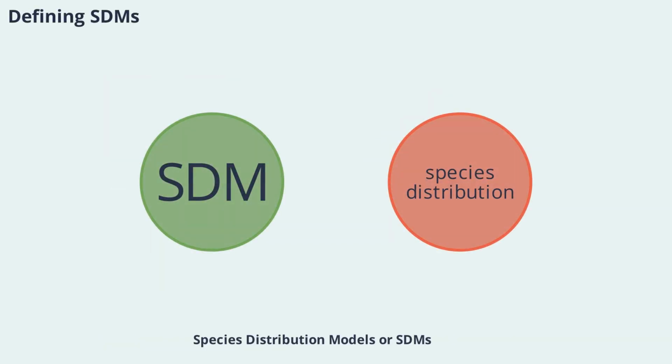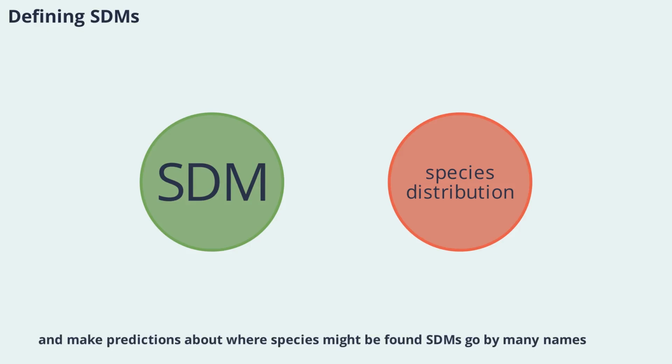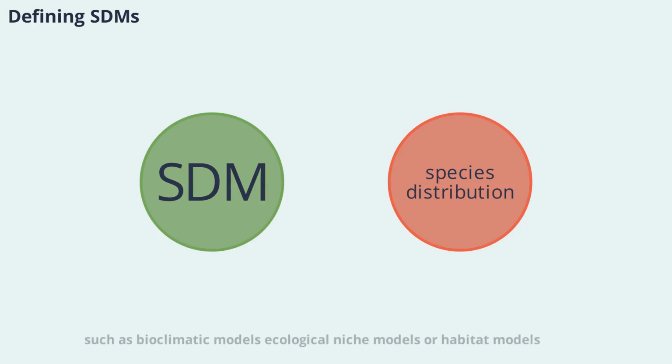Species distribution models, or SDMs, are numerical models that relate species occurrence or abundance data to environmental and spatial characteristics of their locations. These models help us both explain ecological patterns and make predictions about where species might be found. SDMs go by many names, such as bioclimatic models, ecological niche models, or habitat models, but they all share the goal of linking species data with environmental information. Importantly, SDMs focus on individual species rather than entire communities, and they exclude purely mechanistic or process-based models. By integrating data and theory, SDMs provide a flexible framework for understanding biodiversity.